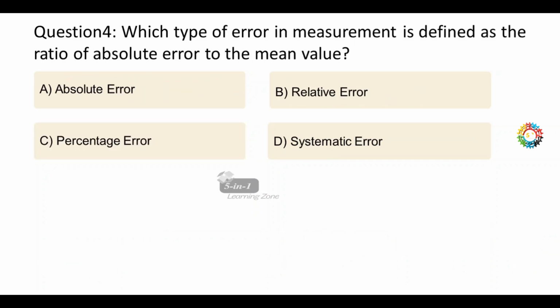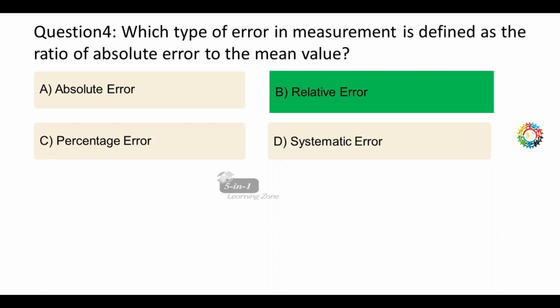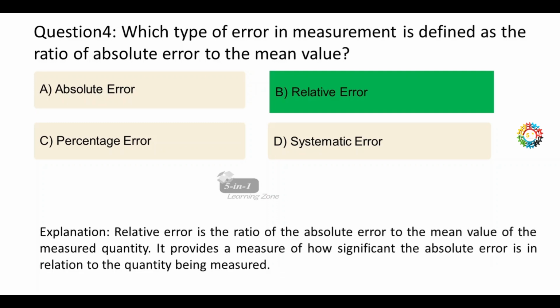Question 4. Which type of error in measurement is defined as the ratio of absolute error to the mean value? Answer. B. Relative error. Explanation. Relative error is the ratio of the absolute error to the mean value of the measured quantity. It provides a measure of how significant the absolute error is in relation to the quantity being measured.